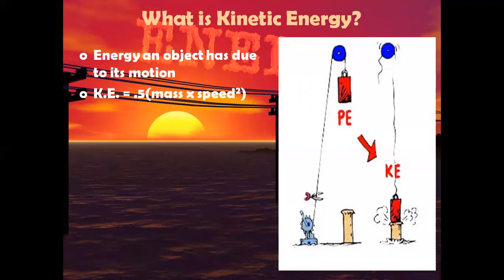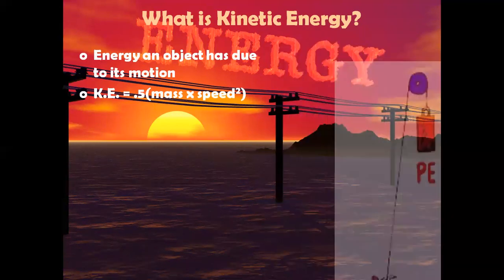And if we are going to find the kinetic energy of an object, its formula is equal to half into mass into speed squared, meaning 1/2 m v squared. Mass has the unit of kilograms and speed has the unit of meters per second.